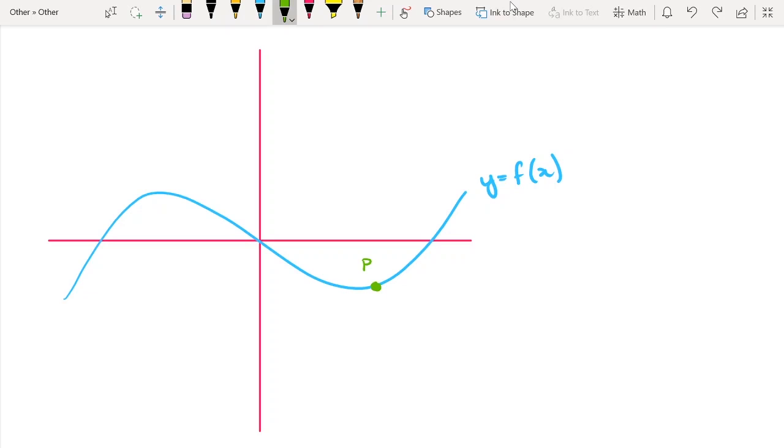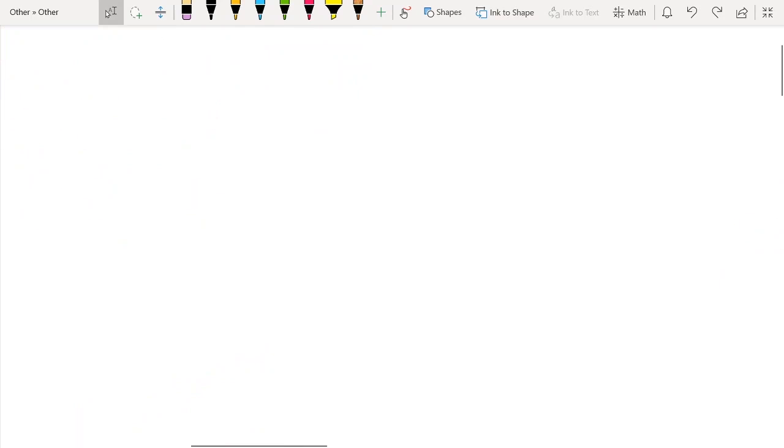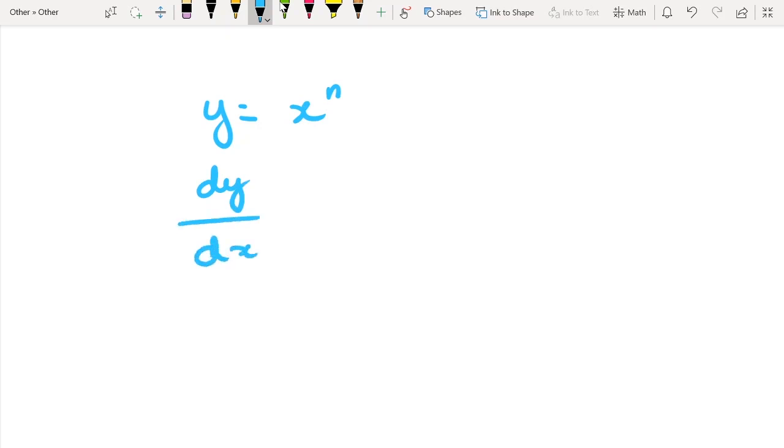So what I can do is differentiate this function and then input the x coordinate of the point. We'll do that in an example. But the general rule for using the power rule is that if I have a function y equals x to the n, then dy by dx is multiplied by the power, so you get n x, and then you reduce the power by 1, n minus 1.